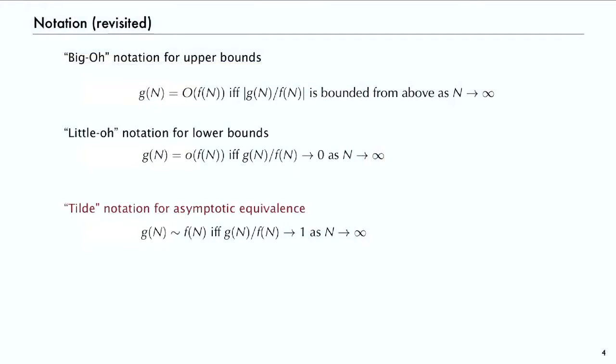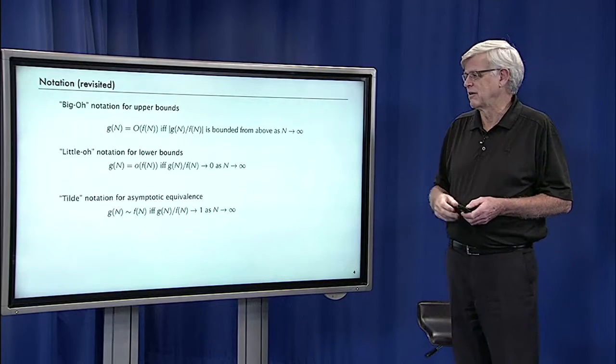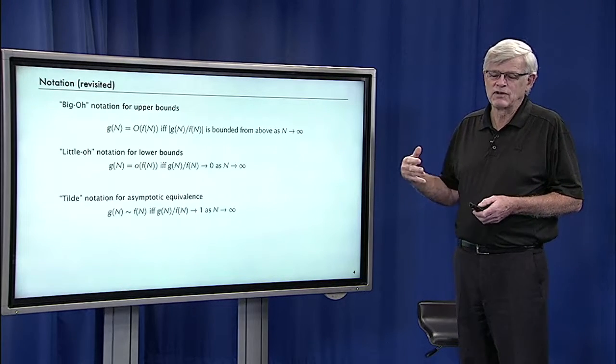So this is just a reminder. I talked about these notations earlier on. The big O notation for upper bounds: if you say g of n equals big O of f of n, that means the absolute value of the ratio is bounded from above as n goes to infinity. And we're going to use that notation for error terms, but not for our leading terms. Also, we use the little o notation, which says that g of n is little o of f of n if the ratio tends to 0 as n approaches infinity. So that's g of n is asymptotically smaller than f of n. And again, we use that for error terms.